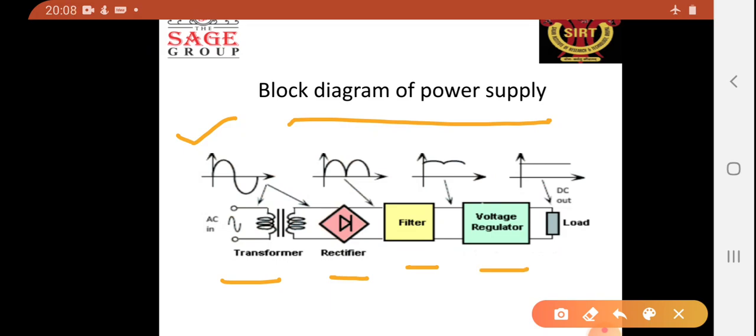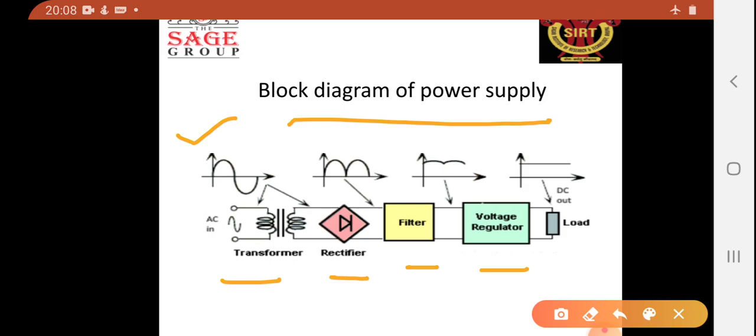The AC power is received by the transformer of the power supply, which converts the AC voltage to step up or step down, depending on which transformer is used. Either we use a step up transformer or a step down transformer. Mostly a step down transformer is used because the input voltage is very high, and here we have to convert it to low voltage.